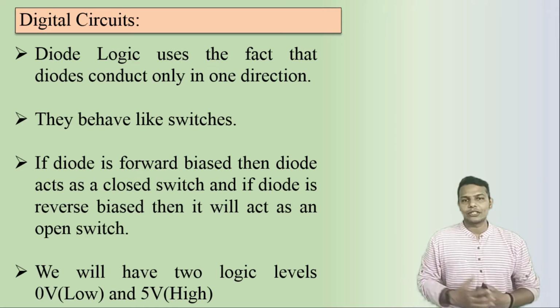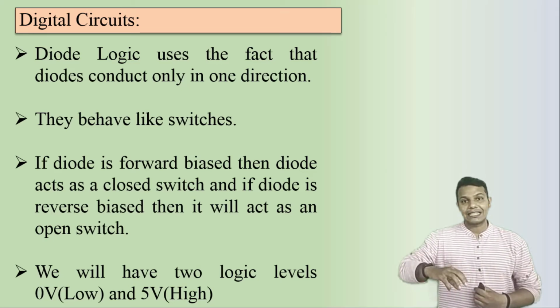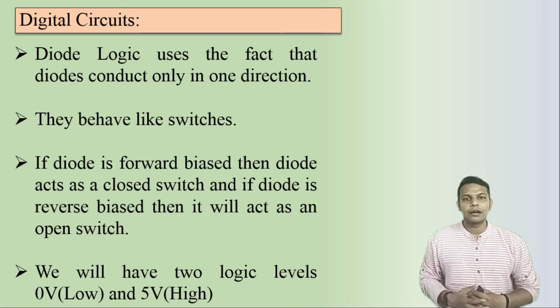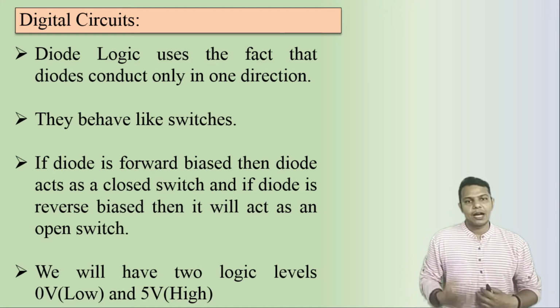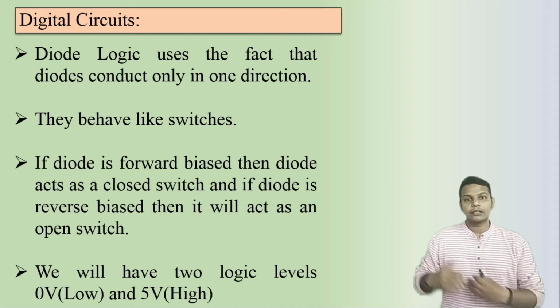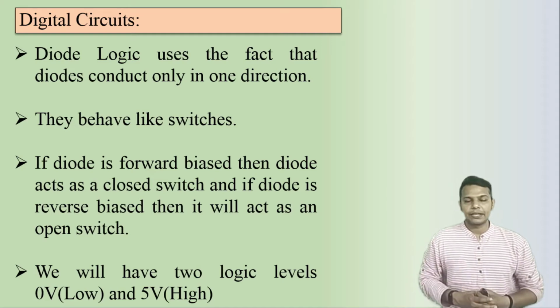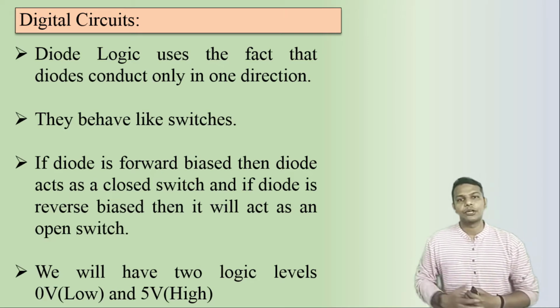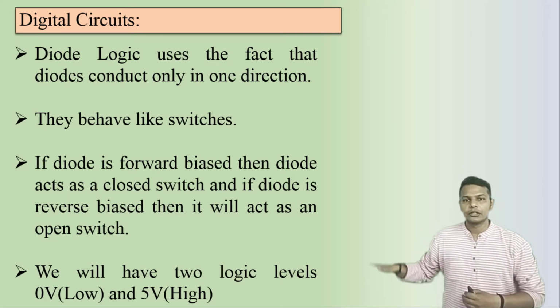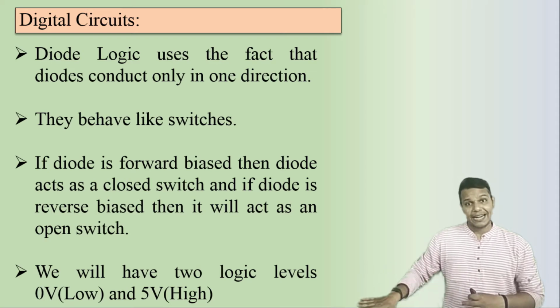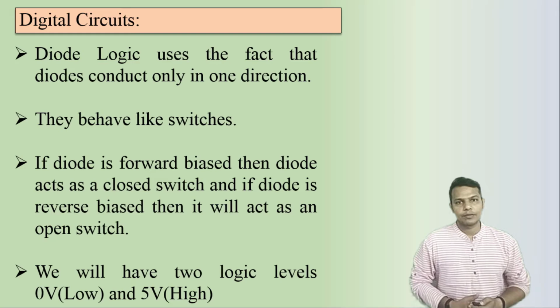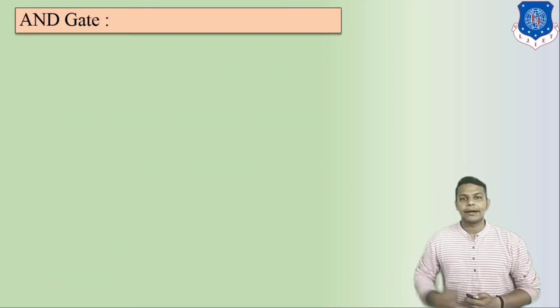We will have two logic levels: 0 voltage, which in analog terms means low, and 5 voltage, which means high. In digital we call these logic 0 and logic 1. So here we are going to discuss inputs of 0 voltage and 5 voltage in analog form, or 0 and 1 in digital form. Let us start with the AND gate.